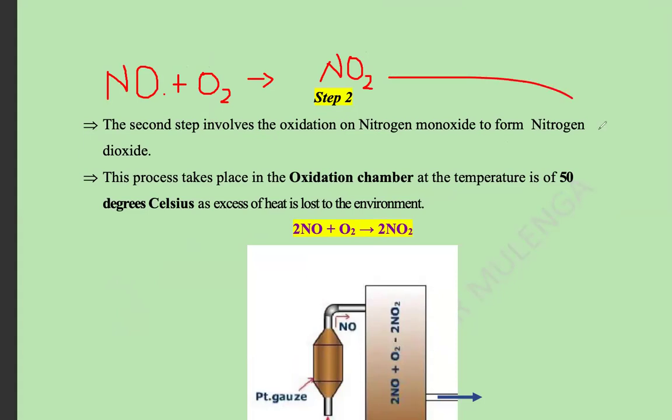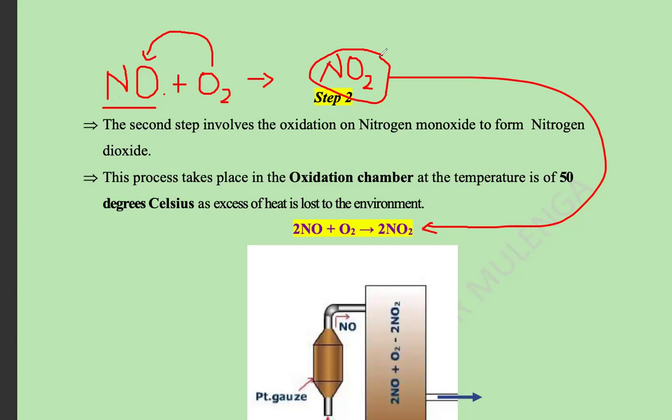And this is what has been balanced up down over here. So the second step involves the oxidation. It's the same oxidation process because we only have one oxygen atom seated on a nitric oxide, and here we've actually obtained two. So it's an oxidation process as well.